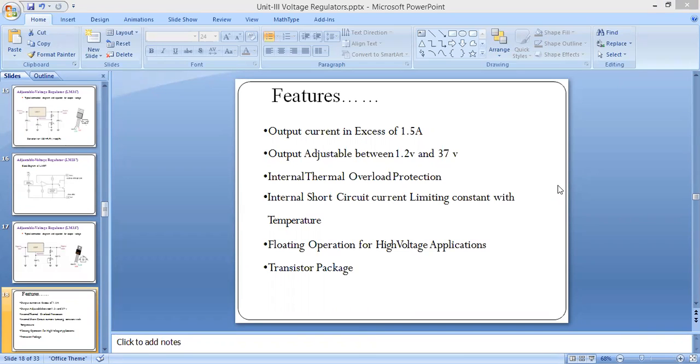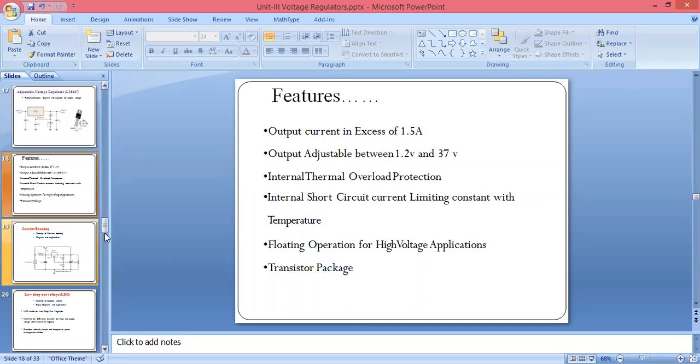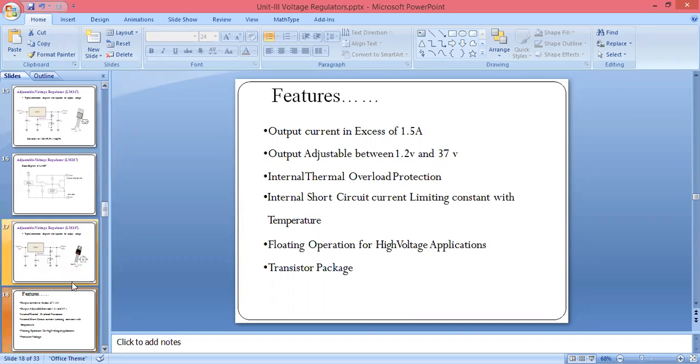Okay. Here we have finished our fixed and variable voltage regulators. So our next topic is current boosting. We will see it in the next session.